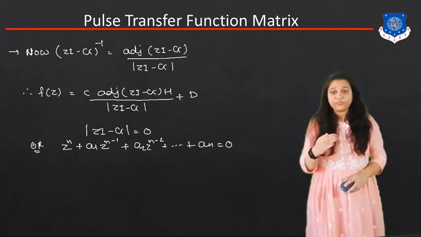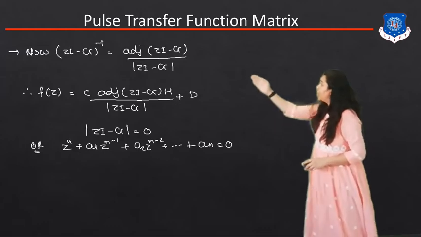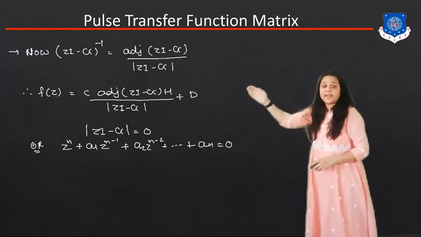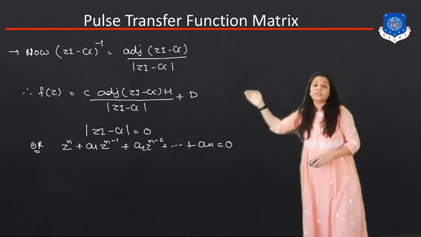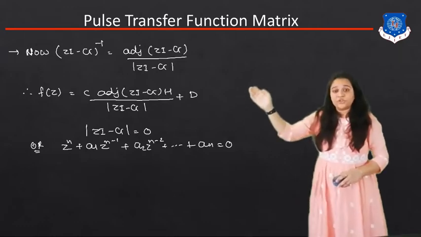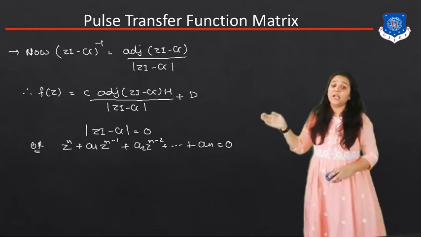Now what is (zI minus G) inverse? As you know, it is the adjoint of (zI minus G) upon the determinant of (zI minus G). So the function of z, the pulse transfer function, is nothing but C into adjoint of (zI minus G) into H upon the determinant of (zI minus G), plus D.